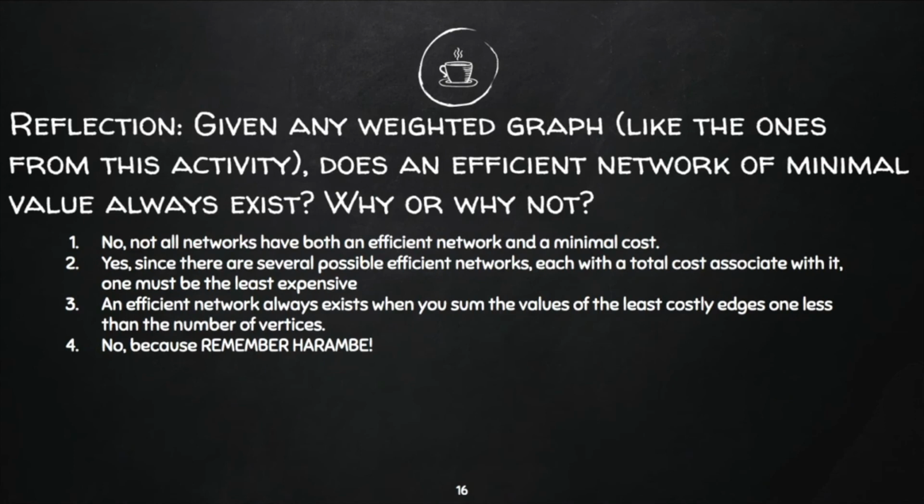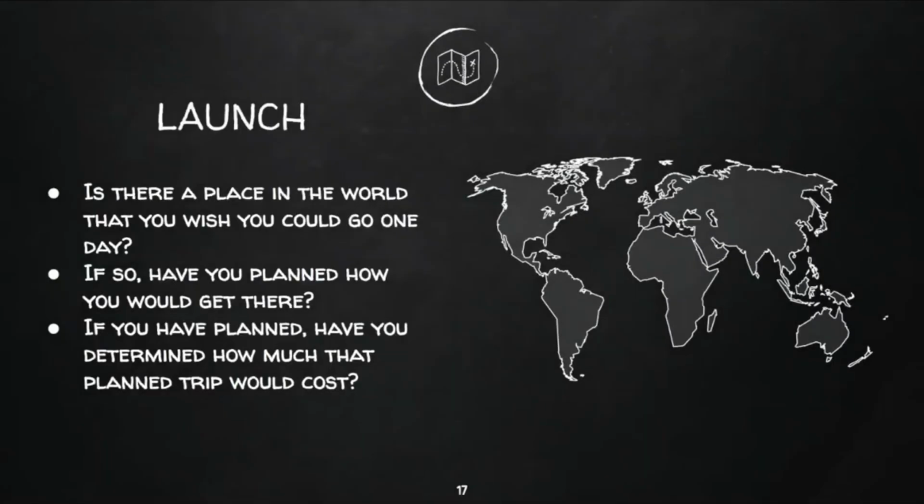Yes, an efficient network does always exist when you sum the values of the least costly edges, one less than the number of vertices. Actually, number 3 is a little bit tricky because you can get the lowest sum with one less than the number of vertices, but you might have a cycle then, and then it wouldn't be an efficient network. And 4, no, because remember Harambe. That's right, Harambe's got to poke his little head in all of our little lectures. I think the answer is 2. Let's check. It is 2.